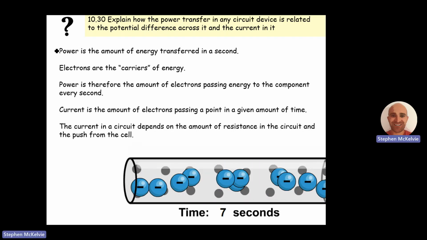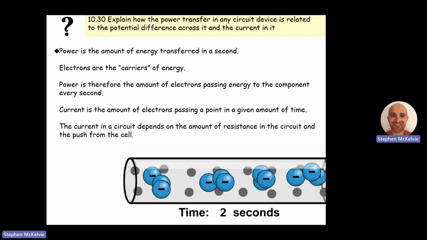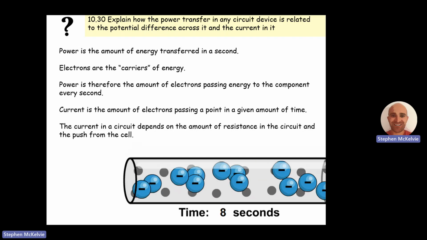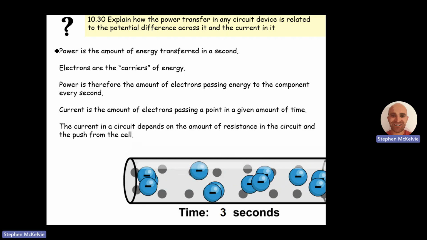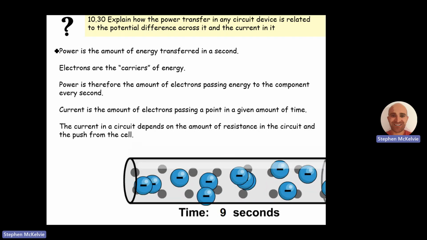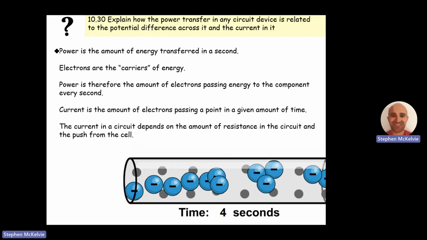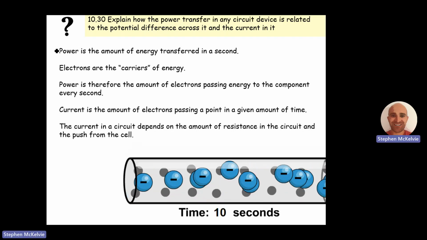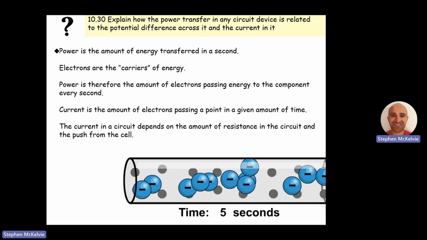Electrons are the carriers of energy. Power is therefore the amount of electrons passing energy to the component every second, the amount of energy per electron passing energy to the component every second. Just remember that the word component could be a lamp, motor, diode, buzzer, any kind of component that energy is transferred to. Current is the amount of electrons passing a point in the circuit per second. Current is the coulomb per second. The current in a circuit depends on the amount of resistance in the circuit and the push from the cell. The current depends on the voltage.